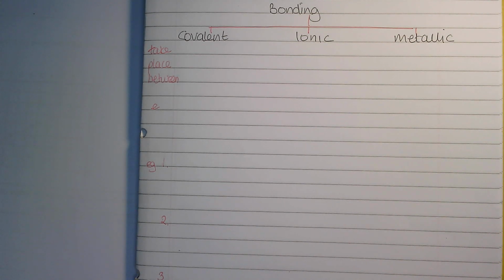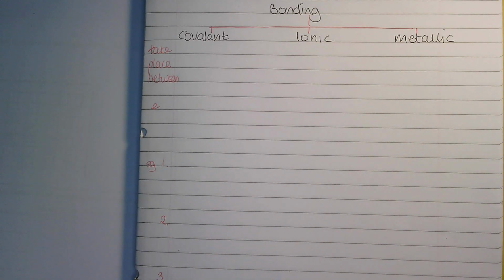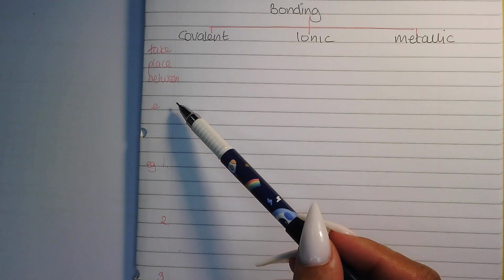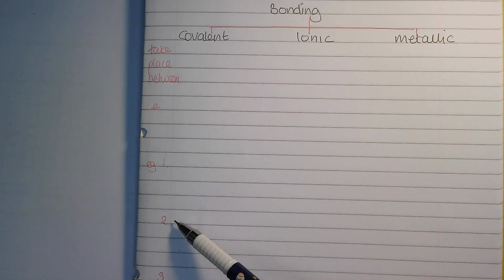Let's learn about bonding. Bonding is a topic in chemistry paper 1. It's topic 2, chemistry paper 1. There are 3 types of bonds: covalent, ionic and metallic. In my explanation, I will be taking you through the atoms that these bonds take place between, what happens to the electrons, and a few examples.